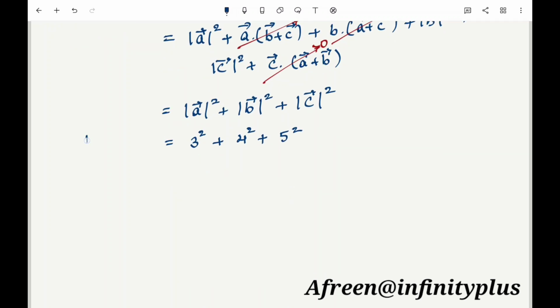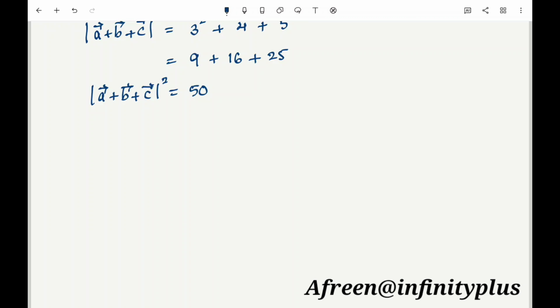So you will be getting magnitude of A plus B plus C vector whole square is equal to 3 square is 9 plus 16 plus 25. So total is 50. So you have got the answer as 50 for the square, but you need magnitude of A plus B plus C vector. So send the square that side, you will get root of 50.